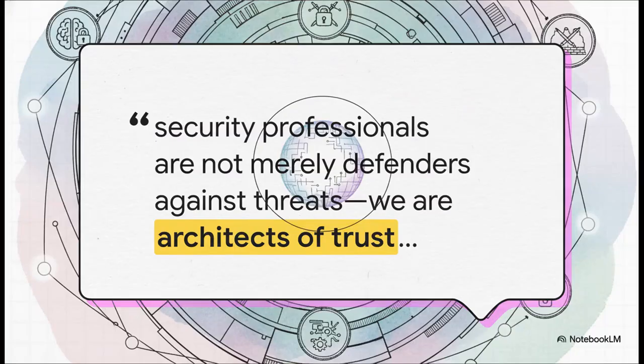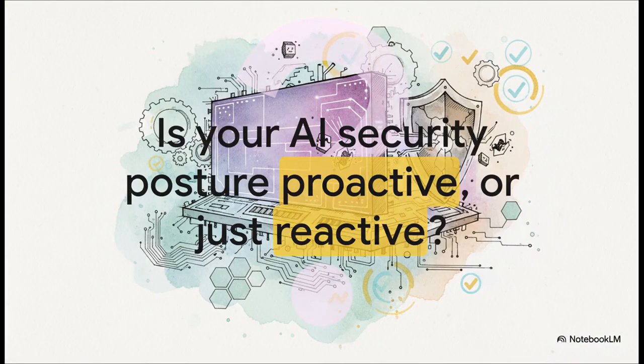And I want to end on this really powerful thought from the source material. It just perfectly captures the modern security role. We are not just defenders against threats, we are architects of trust, ensuring that this incredible, transformative technology serves humanity safely, ethically, and reliably. So I'll leave you with this one question to think about. Is your AI security posture proactive, designed to anticipate and validate against threats, or is it just reactive, waiting around for something to break? The answer could make all the difference.